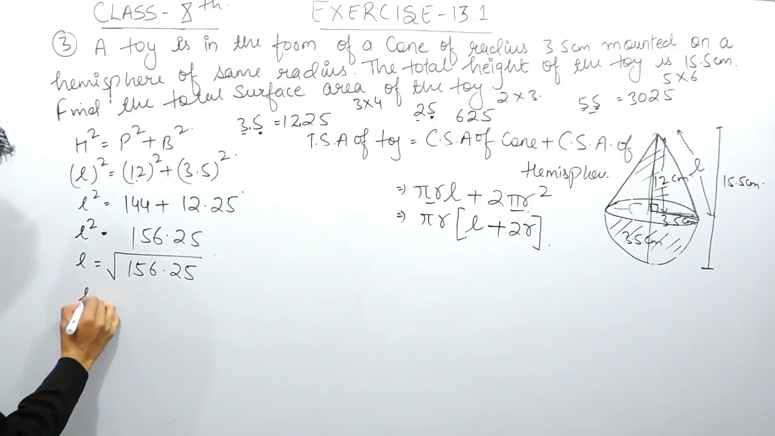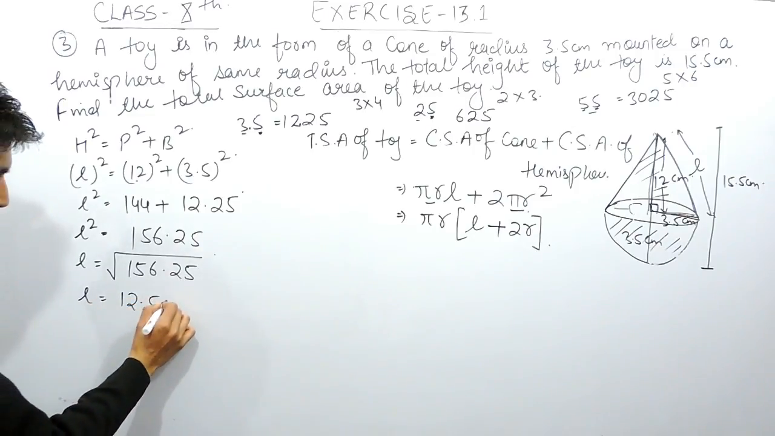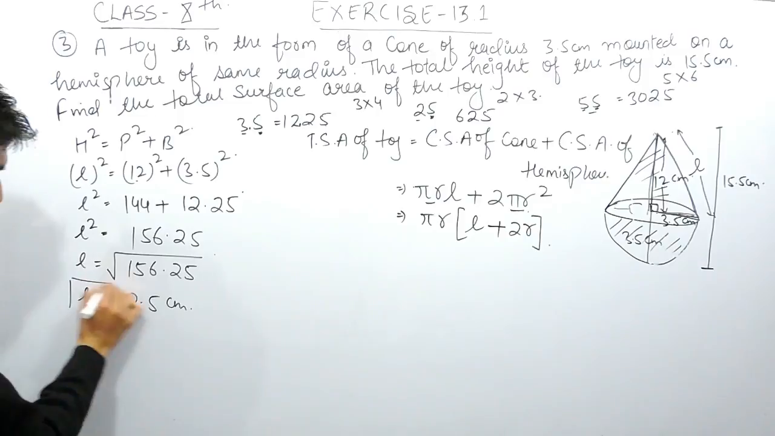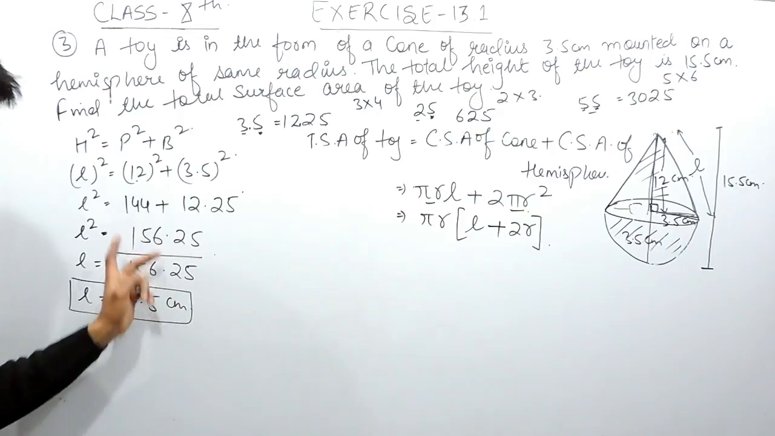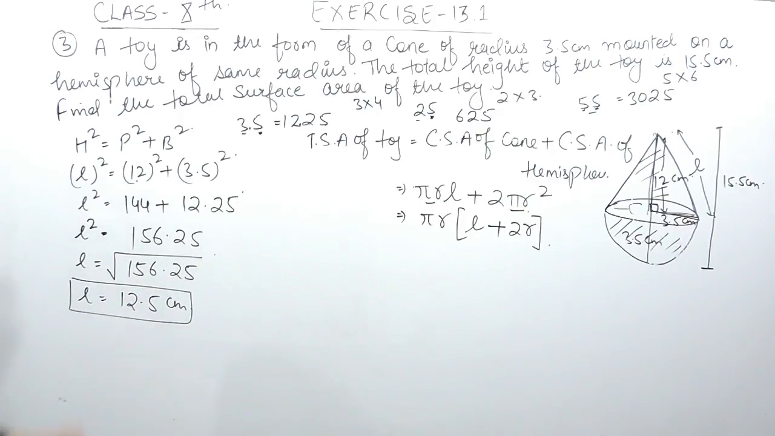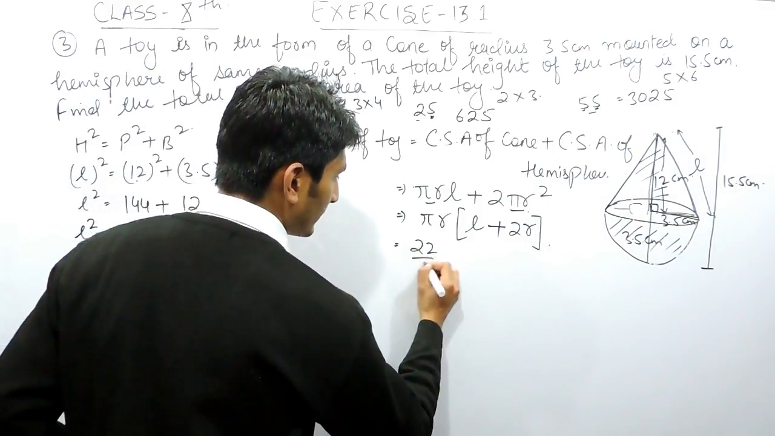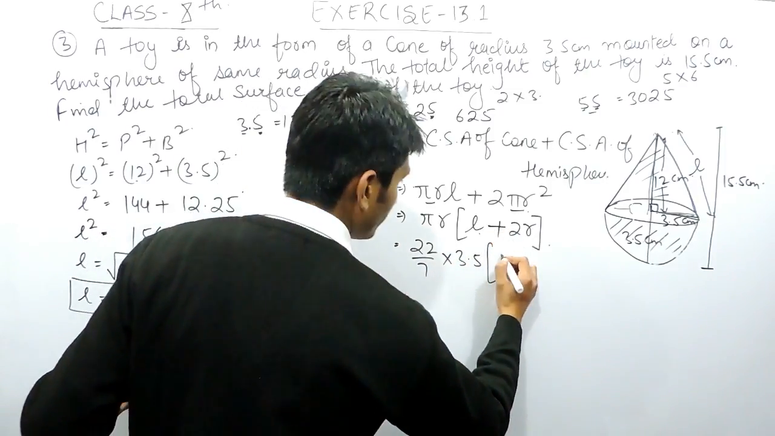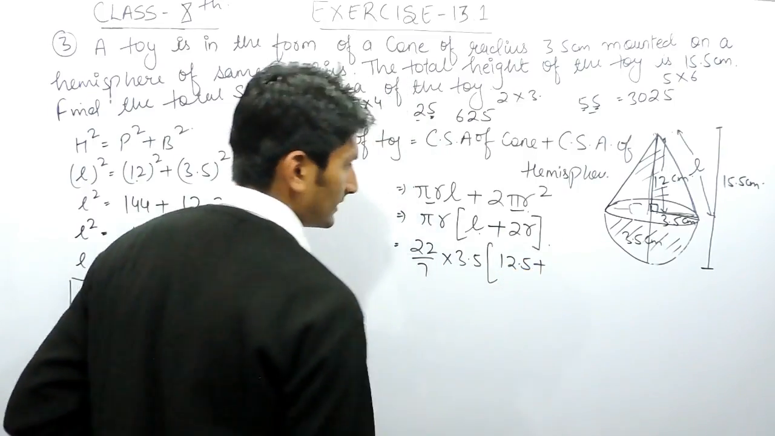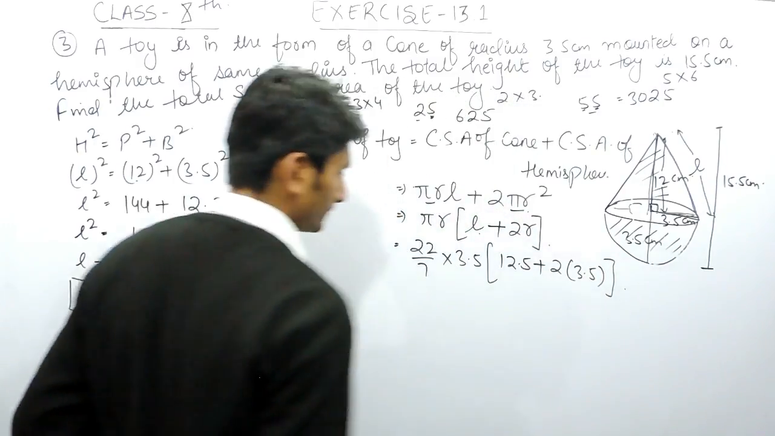So if you can find this, the value of L will come out to be 12.5. I hope you know how to find the under root of any number. So the slant height will be 12.5. Now you can substitute the values here. The value of pi will be 22 upon 7. The radius will be 3.5. This is 12.5. And this is 2 multiplied by radius, which is again 3.5.